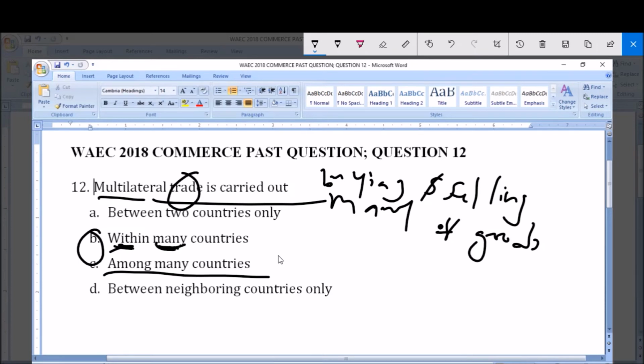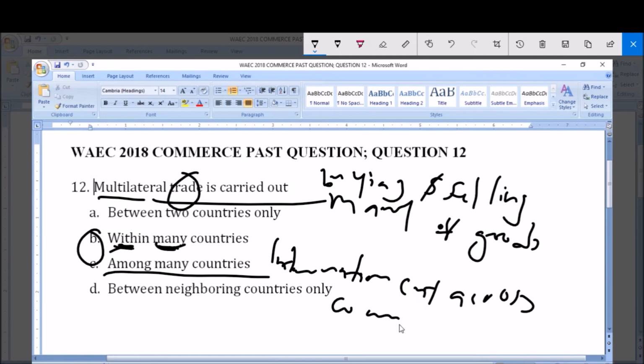As a matter of fact, we can refer to it as international trade. And when we talk of international trade, it is a trade that cuts across countries of the world. So that is, it involves many countries of the world.